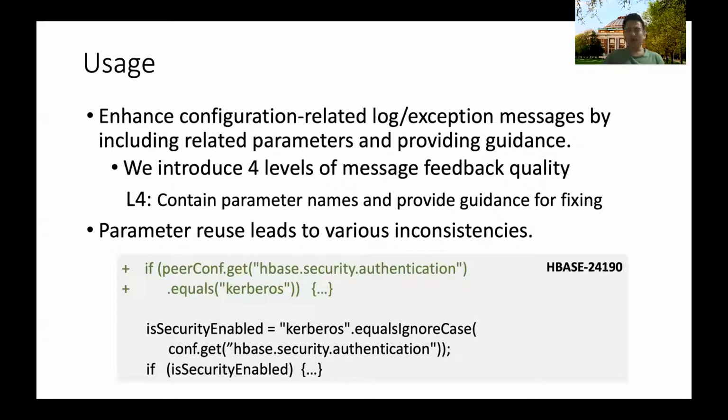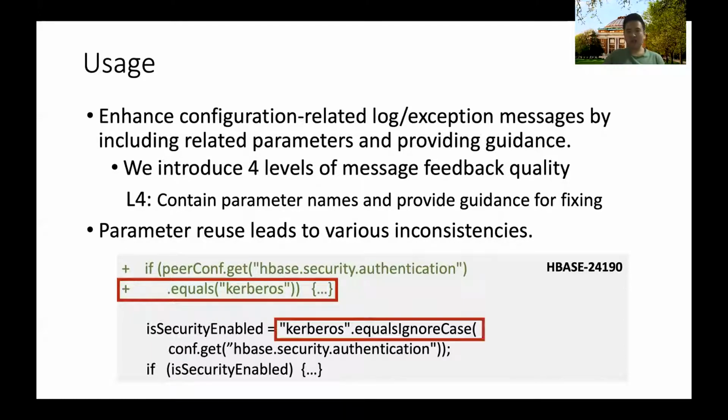Parameter reuse is pretty common, but we find it leads to various inconsistencies. For example, this is an inconsistency where one parameter is used once as case sensitive, but next time is case insensitive. This will confuse users and may lead to misconfigurations. And detecting bugs as deviation from similar program behavior could be a starting point to address this. We reported this issue and the developer accepted.